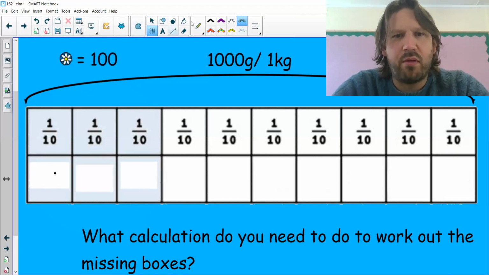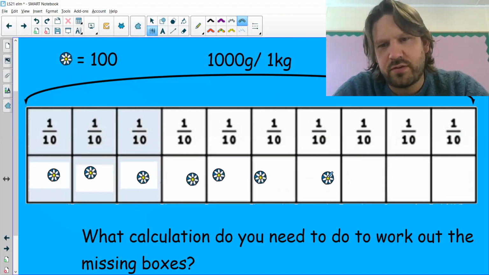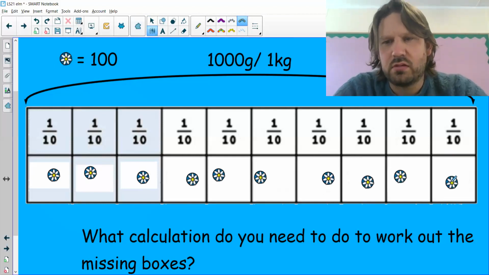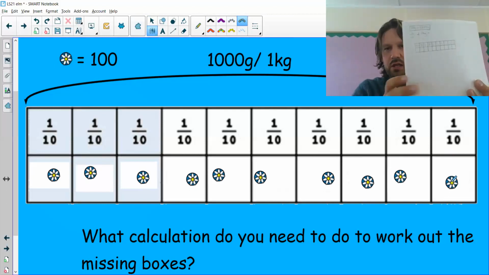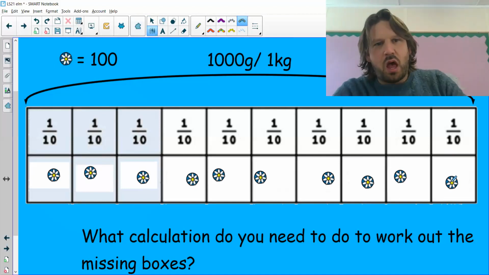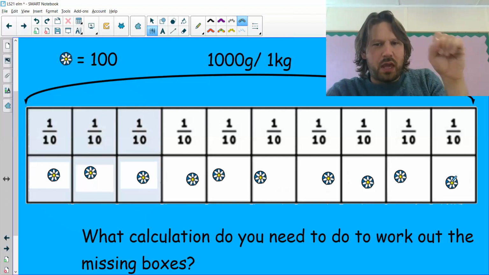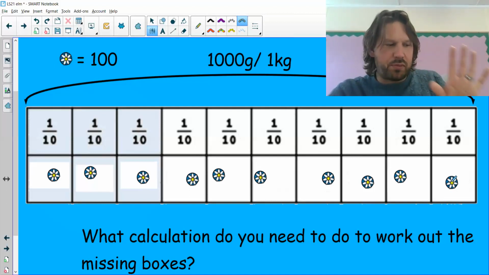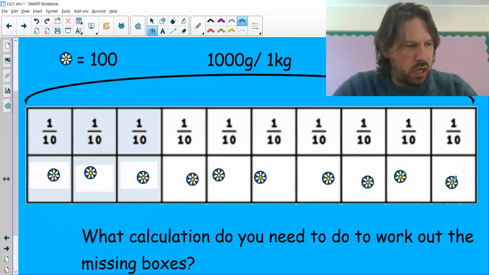was that each flower would be worth 100. 100, 200, 300, 400, 500, 600, 700, 800, 900, 1,000. So I want you to come up with your own symbol and your own key underneath. I did a flower, but I want you to do something that you can replicate. So maybe a smiley face, or maybe just a square, or maybe a circle, or something that you can replicate and populate your bar chart, okay?